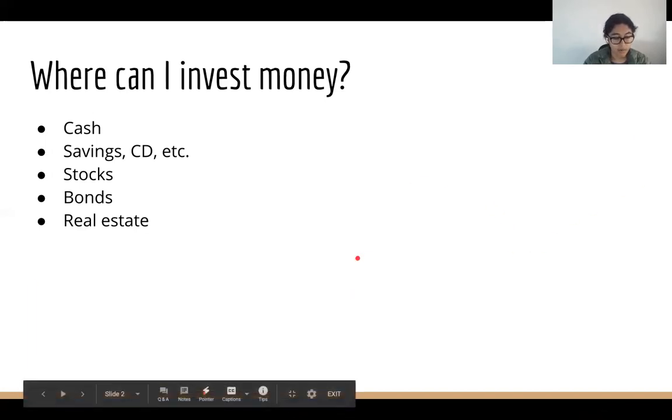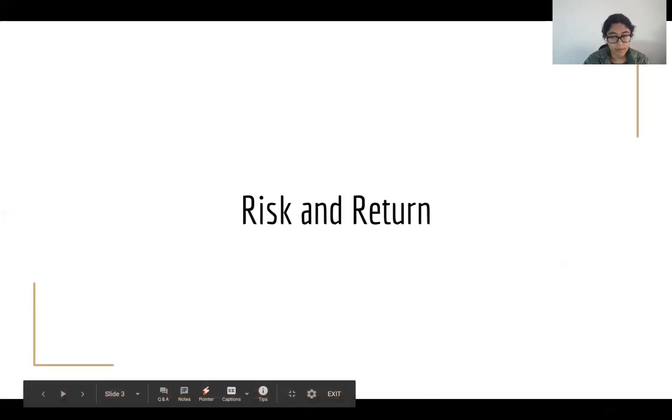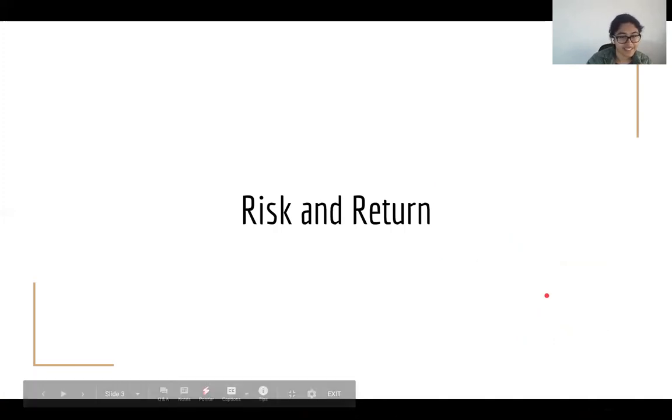So now let's talk about risk and return. You've probably heard the saying, no risk, no reward, right? Well, this is basically a principle of finance. The higher the risk, the higher the return.